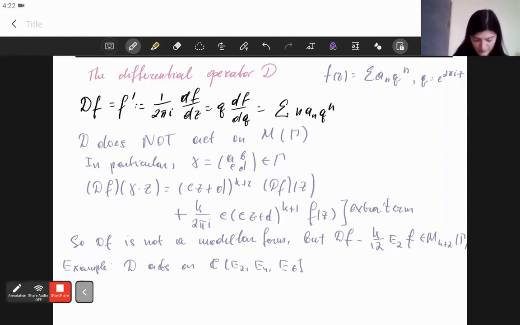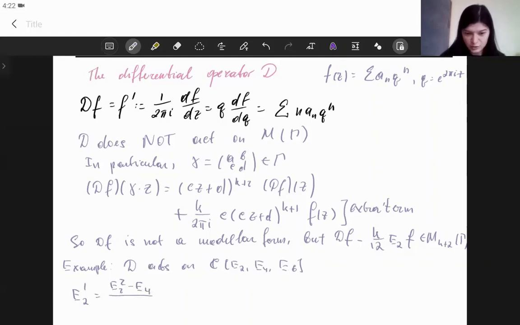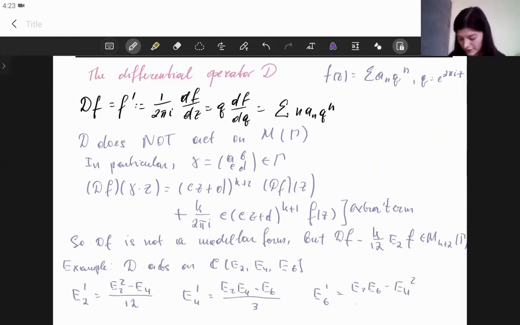In particular, okay, sorry, I have to move something. All right, E2 prime is equal to E2 squared minus E4 over, I think, 12. E4 prime is E2 E4 minus E6 over 3. And then E6 prime is E2 E6 minus E4 squared over 2. So that's pretty neat. All right, so we have this differential operator.